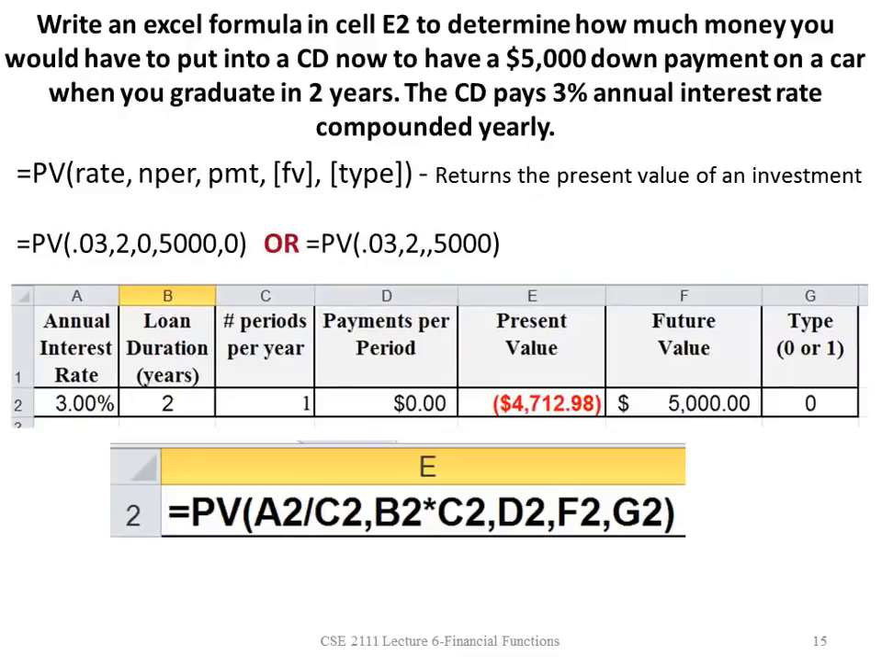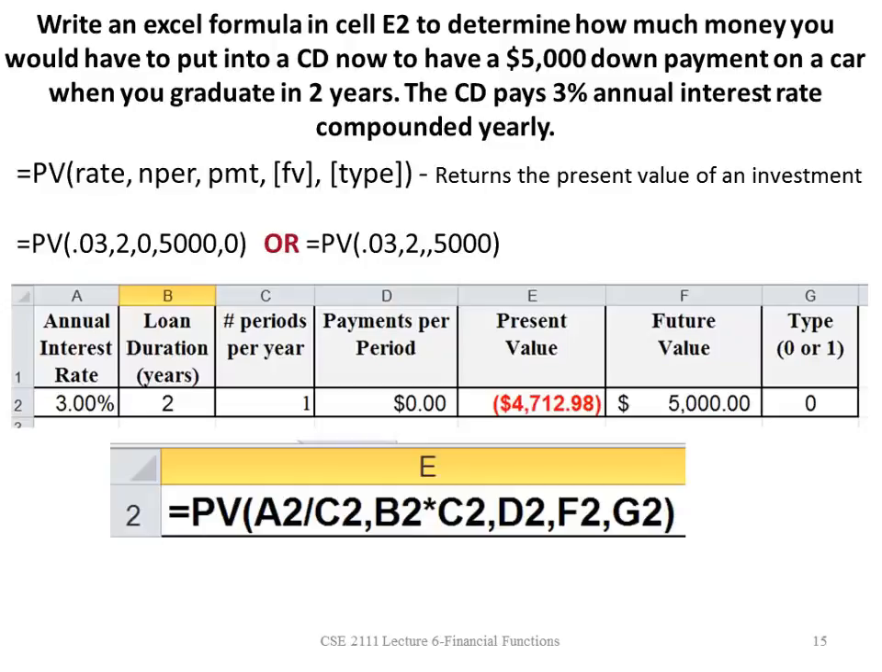Here's an example of the present value function that returns the present value of an investment. Write an Excel formula in cell E2 to determine how much money you will have to put into a CD now to have a $5,000 down payment on a car when you graduate in 2 years. The CD pays 3% annual interest rate compounded yearly. Okay, so we want to know, what do we have to put in now to get that $5,000 later? So we're going to use the present value.